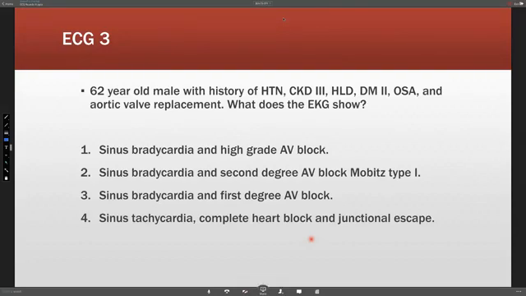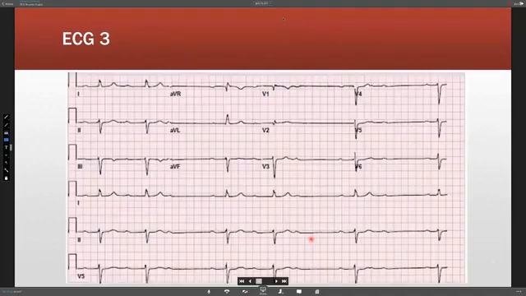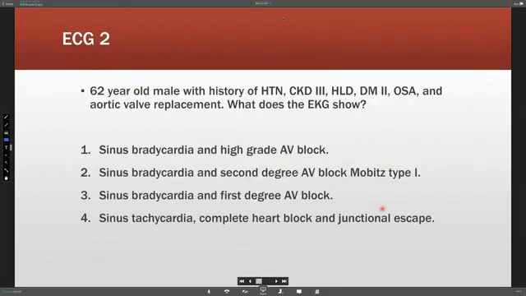So I'm trying to show the difference. The first EKG, we had a type 1 AV block. Second EKG, progressive prolongation and a dropped P wave, so it's second degree Mobitz type 1. And then you can see in this later part the 2-to-1 conduction. So this is not a high-grade AV block, not a complete heart block. And the right answer is sinus bradycardia, second degree AV block type 1.